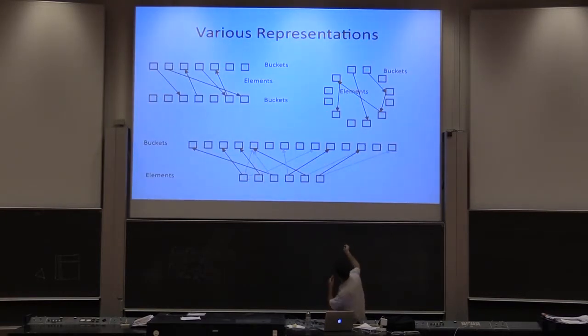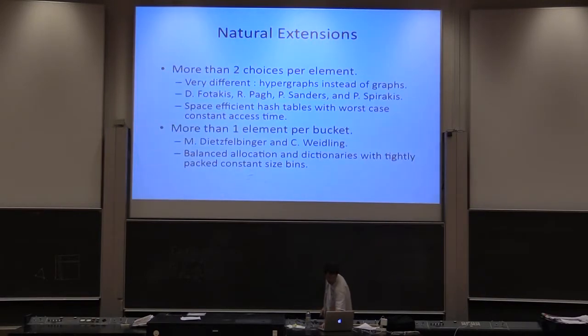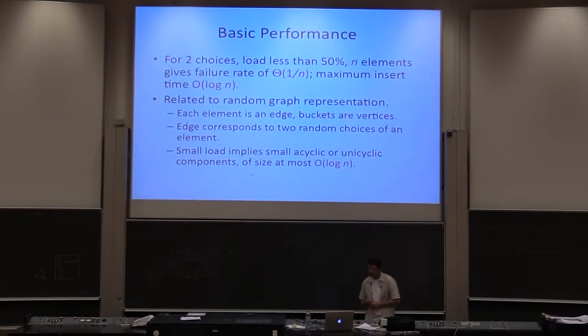Here you can think of the elements and buckets, because we can just use well-known facts about random graphs, which is that as long as the number of edges is less than half the size of the graph, then with high probability you get either acyclic or unicyclic components. And again, cycles themselves aren't a problem, right? If you remember our example, it had a cycle. The cycle wasn't the problem. It was trying to add an edge into the cycle, right? So as long as we have just acyclic or unicyclic components of at most logarithmic size, that means we'll be able to insert in at most logarithmic time and everything will be fine.